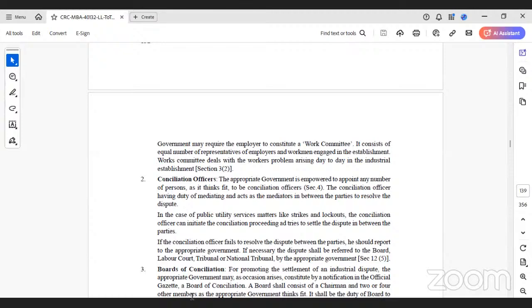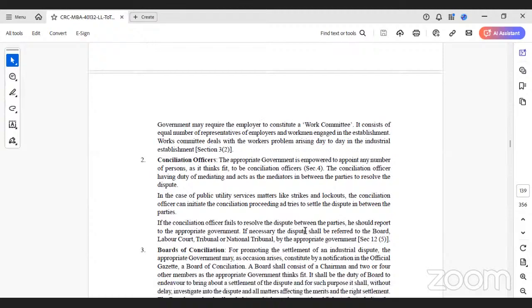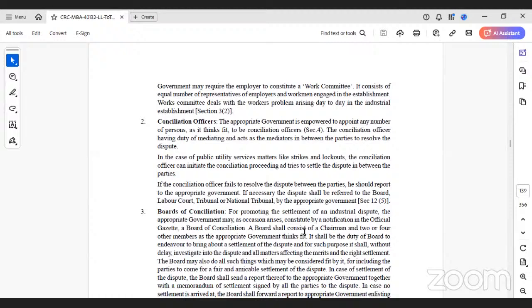If the conciliation officer fails to resolve the dispute between the parties, he should report the same to the appropriate government, and then the dispute will be referred to the conciliation board, or to the labor court, or tribunal, or national tribunal, and this is done by the appropriate authority.